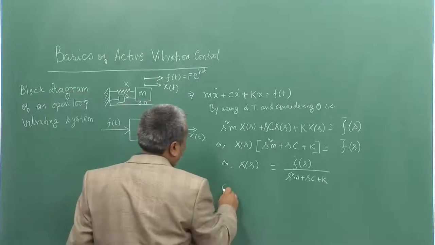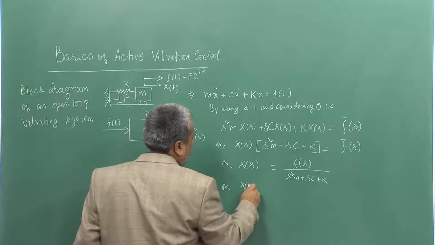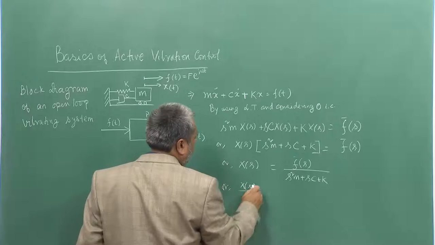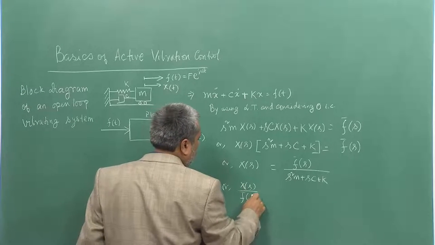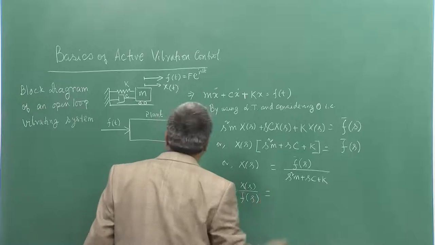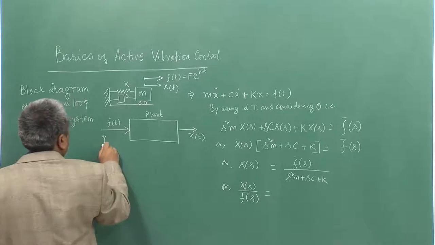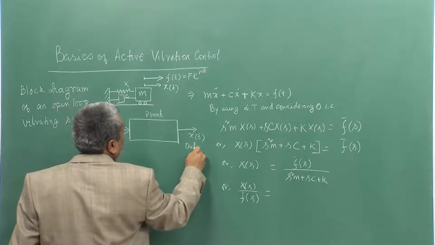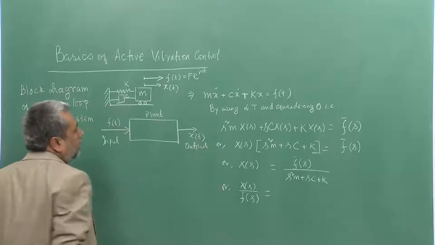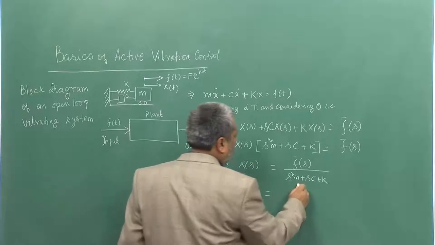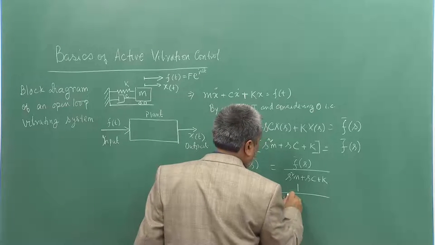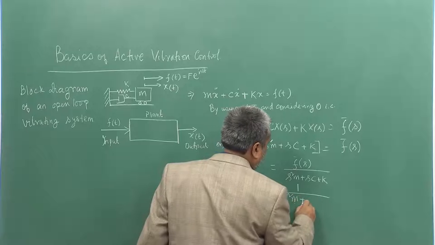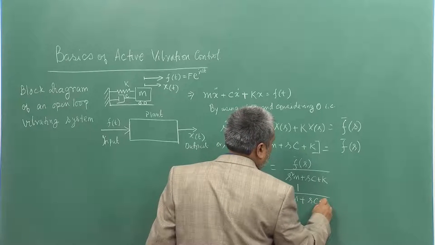If I want to find out the transfer function, which is output X(s) over F bar(s), which is the input to the system. So, this is input and this is output. Then this would become 1 over (s square m plus s c plus k).